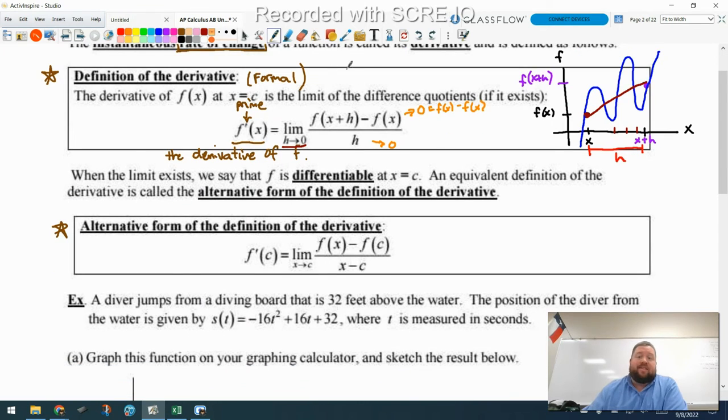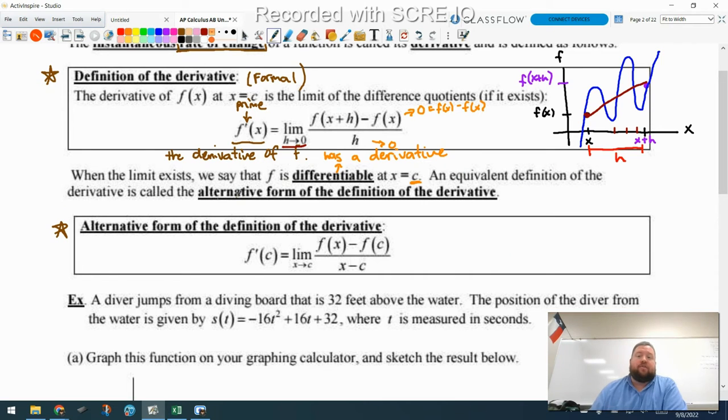Okay, when this limit exists, so if we're able to solve it and we get an answer, we say that f is differentiable. Differentiable is a fancy word for meaning has a derivative at x equals c. So derivatives can exist at specific points on the graph.